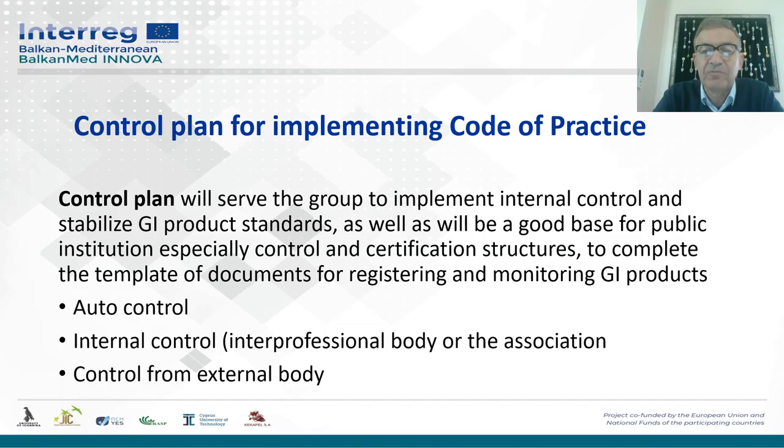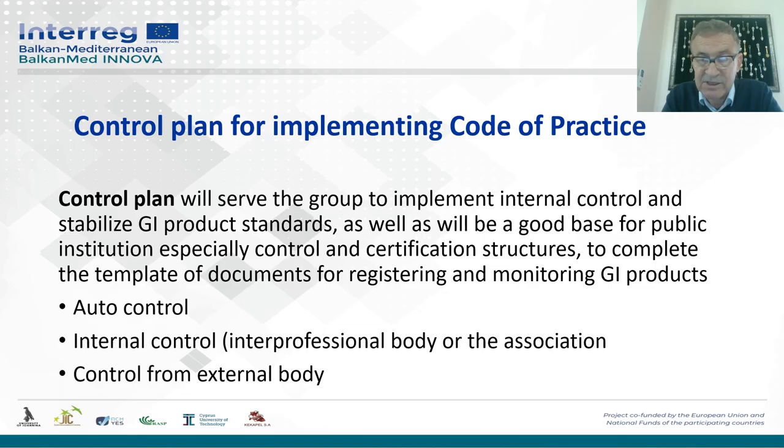After preparing the code of practice, the organization should also prepare the control plan. The control plan is a document that guides the farmers, the organization, but also the certification body to control different steps of building GI, different steps of production of a specific product we have developed. So the control plan will serve the group to implement internal control and stabilize GI product standards, as well as be a good base for public institutions, especially control and certification structures, to complete the template of documents for registering and monitoring.